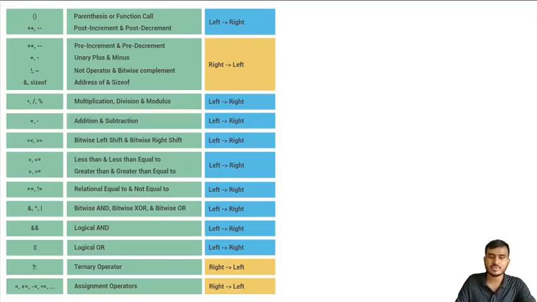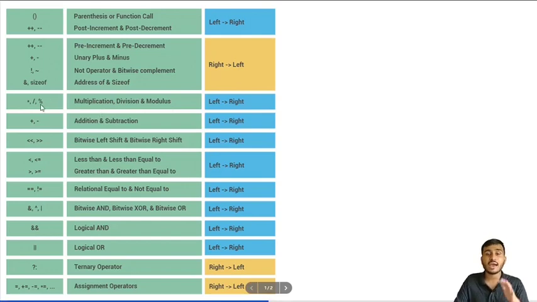At first we have parenthesis, then a set of unary operators which are plus plus, minus minus, unary plus, unary minus, then the not operator, then the bitwise complement operator, then the address of operator, then the size of operator. These have the maximum precedence. Then we have multiplication, division, modulus, then addition and subtraction, then left shift, right shift, then less than equal to, greater than equal to, and greater than. Then we have equal to and not equal to.